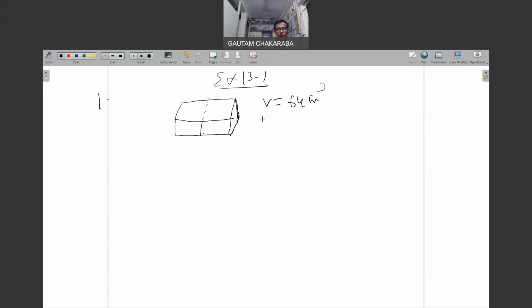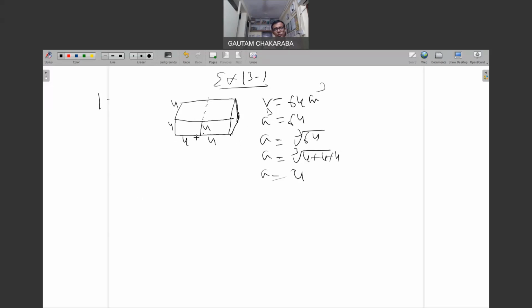And volume of cube is side cube. 64, so a is equal to cube root of 64. For the cube root of 64, make the prime factors of 64: 4 multiply 4 multiply 4, that is 3 in a group gives 1, that is 4 centimeter. So if we join this way, 4, 4, and height remains 4 and breadth remains 4, but length is 8.